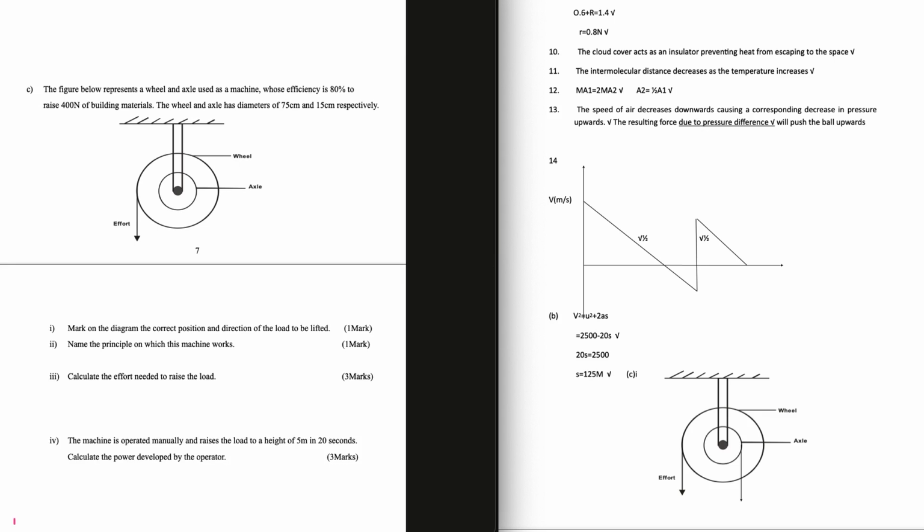Question 14C. The figure below represents a wheel and axle used as a machine whose efficiency is 80% to raise of building materials. The wheel and the axle have diameters of 75 centimeters and 15 centimeters respectively. Mark on the correct position and direction of the load to be lifted.